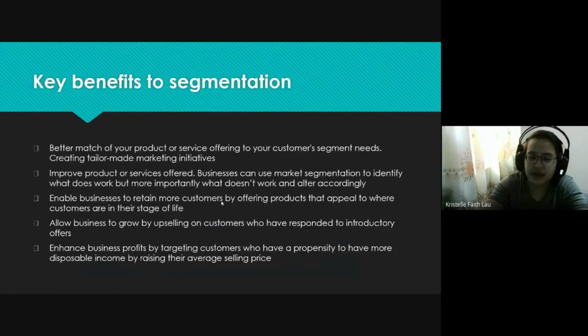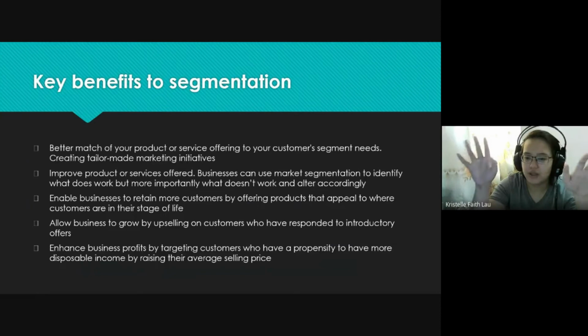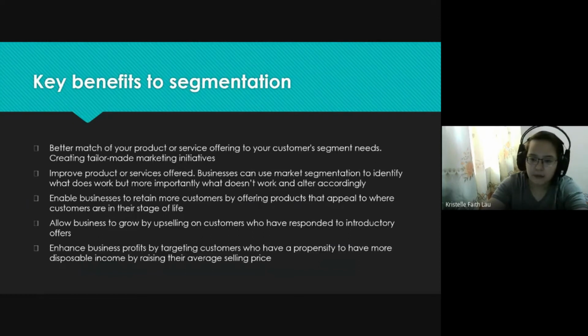So we have the different key benefits to segmentation. First is that there are 5 key benefits to having a good customer segmentation when looking to improve your customers' online experience through personalization. So we have to better match our product or service offering to our customer segment needs, creating tailor-made marketing initiatives. Then improve our product or service offered so that businesses can use market segmentation para ma-identify what does work, but more importantly, what doesn't work and alter it accordingly.